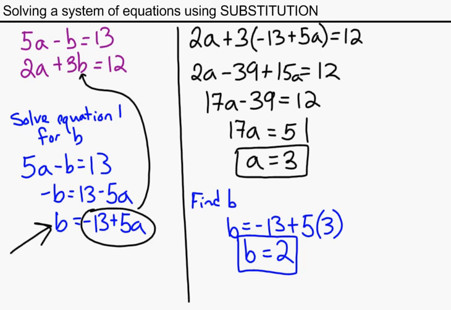A is 3, b is 2. If I wanted to, I could write my solution as an ordered pair, alphabetically as 3, 2, or state simply that a is 3 and b is 2.